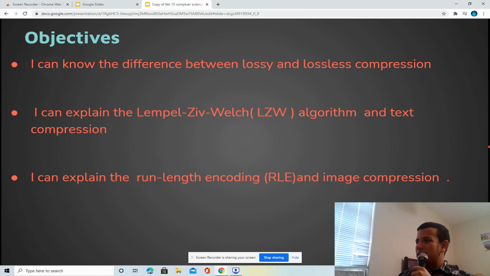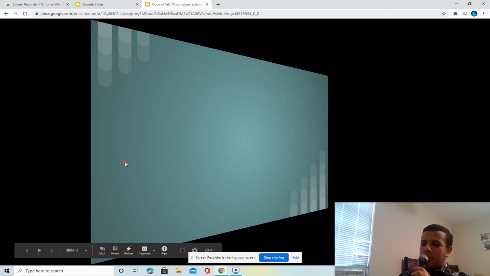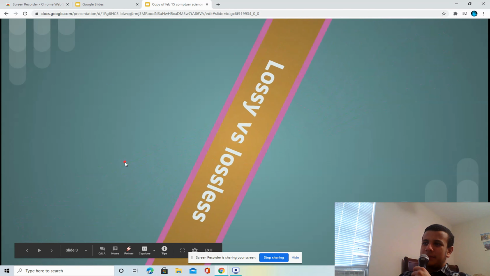lossy and lossless compression. I can explain the Lempel-Zev-Welch algorithm and text compression. That was, if y'all remember, lesson 2 in the unit, text compression. And then I can explain the run length encoding, or RLE, image compression algorithm. That was the last lesson we took.